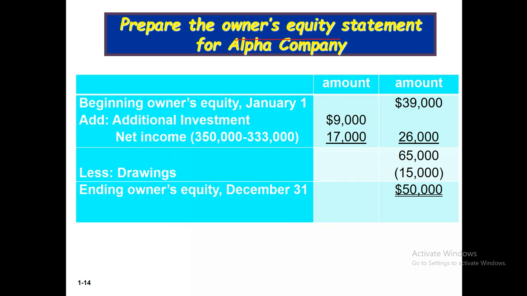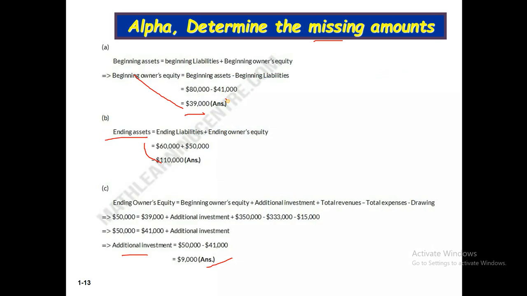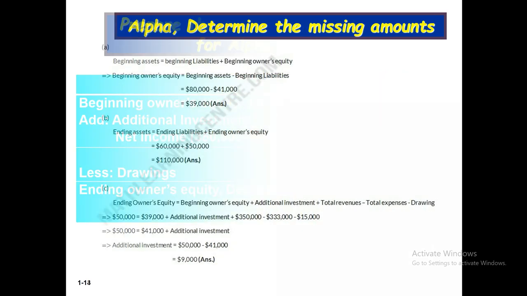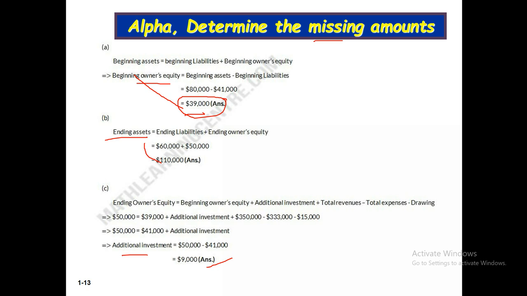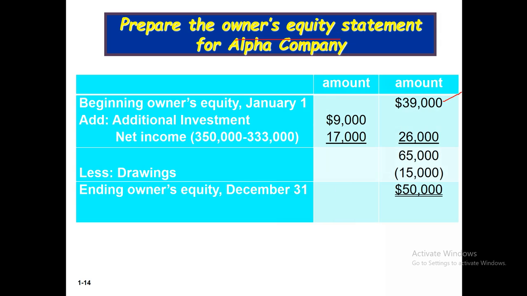So beginning owner's equity 39,000. This is the 39,000. This is the beginning owner's equity. I think everybody is clear. And additional investment. According to the question, we have got it. This is the additional investment. We need to add additional investment. This is our additional investment, 9,000.